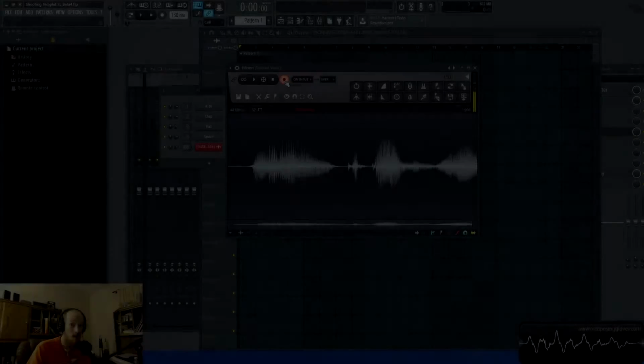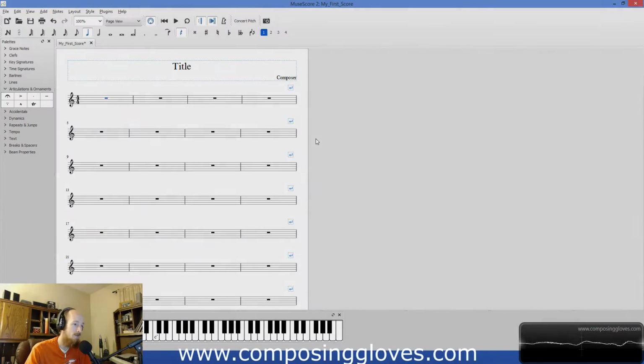Hey, Composing Gloves here, and today we're going to be talking about the accent. This is a very particular kind of thing that's going to introduce us to the concept of simple meter and compound meter, and why we have meters and all these other things. I'm going to go through the basics of rhythm in more detail as we get through these next couple series. And one of those really important ideas is the idea of an accent.